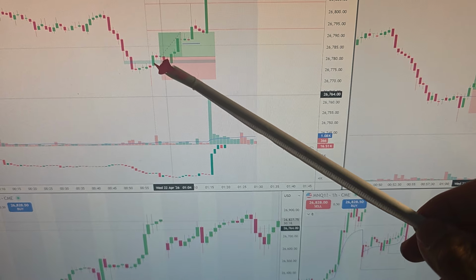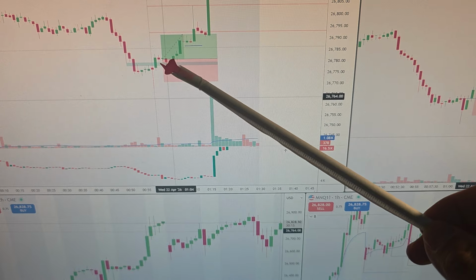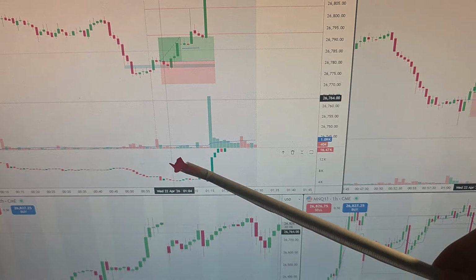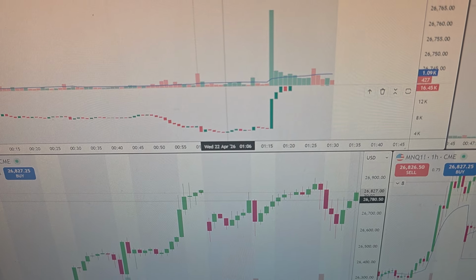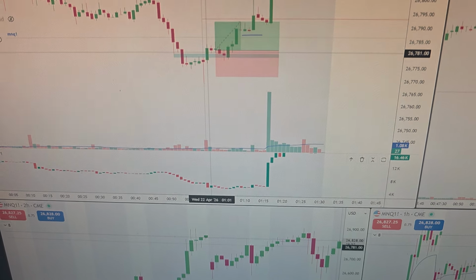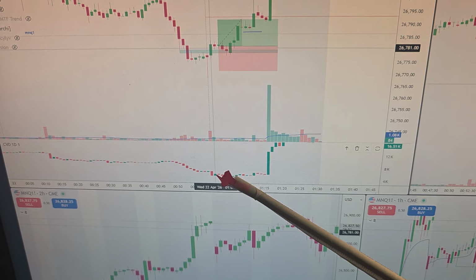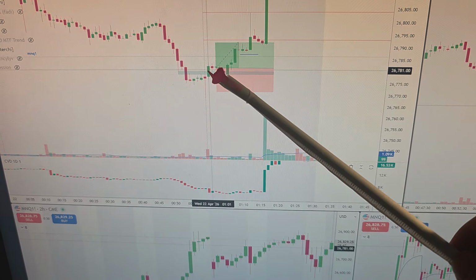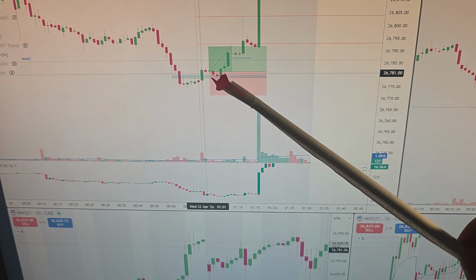There's like no opposition, no limit sellers in the way. So price makes a huge move. And then right there, yeah, tiny green on the cumulative delta, meaning very few market orders come in, but making a huge move, meaning there's very few sellers in the way, unopposed.